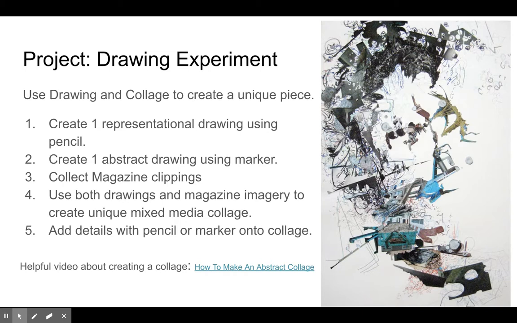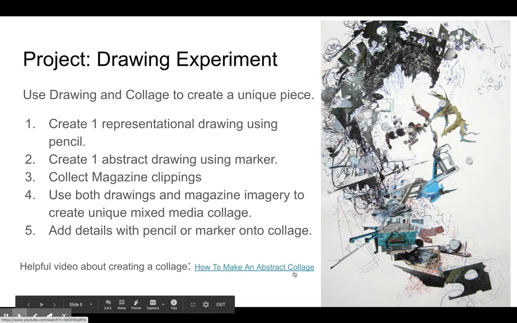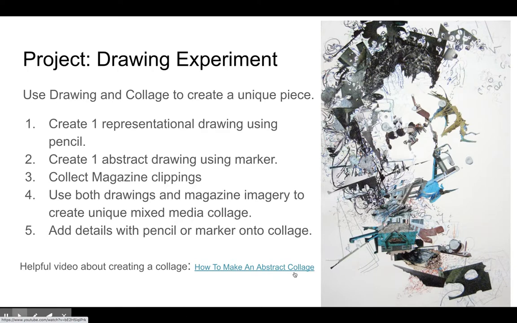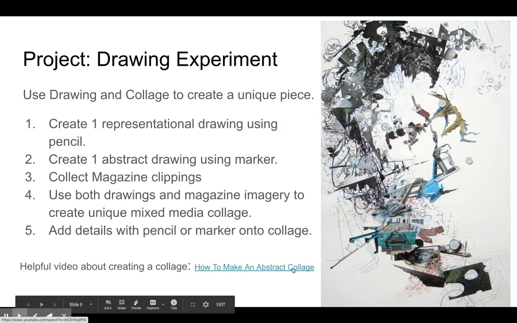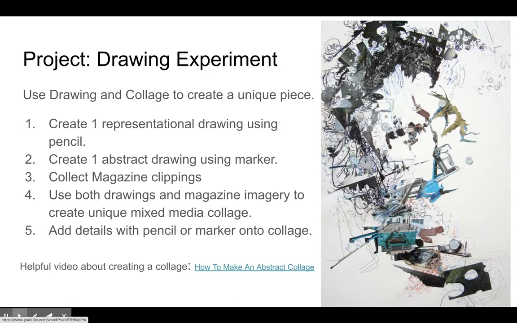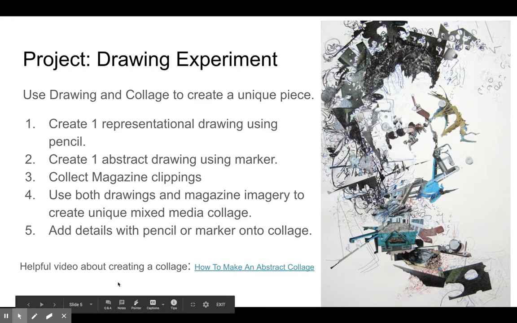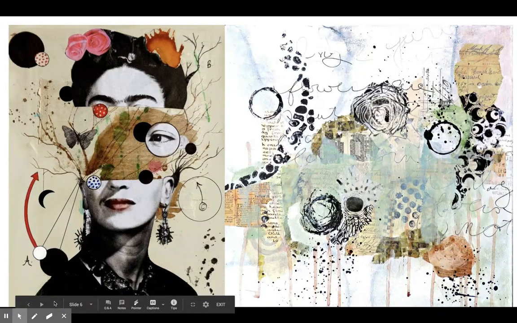I went ahead and added a link to this video I found on YouTube on how to make abstract collages, and I thought that it was very, very interesting and helpful. In the video, the guy going over how to make a collage, he usually does his collage work on the computer, but he does talk about how you can do them with paper, which is the way we're going to do ours. There's lots of different ways you can do it.